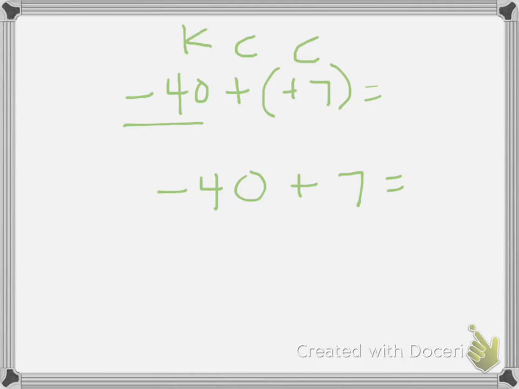Now that I have an addition problem, I only have one set of rules to remember. This is, I owe the bank $40. I pay them back 7. I know I haven't paid them back all the way, so my answer is still going to be negative. But again, the way I can figure out my number is to find the difference. 40 minus 7 is 33.